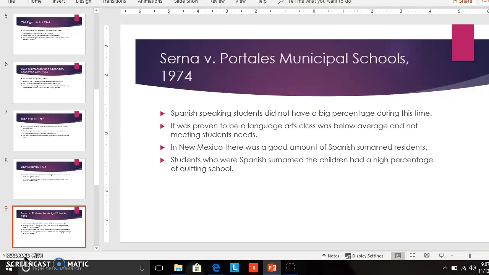The next one I talked about was Serna versus Portales Municipal Schools, and this happened in 1974. Spanish-speaking students did not have a big percentage during this time. It was also proven that the language arts class was below average in meeting students' needs. In New Mexico, there was a good number of Spanish-surnamed residents, and students who were Spanish-surnamed children had a high percentage of quitting school.